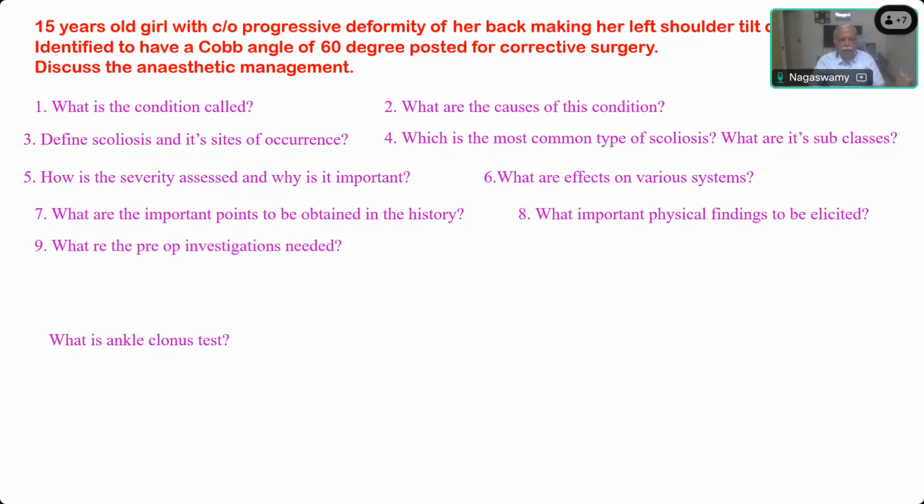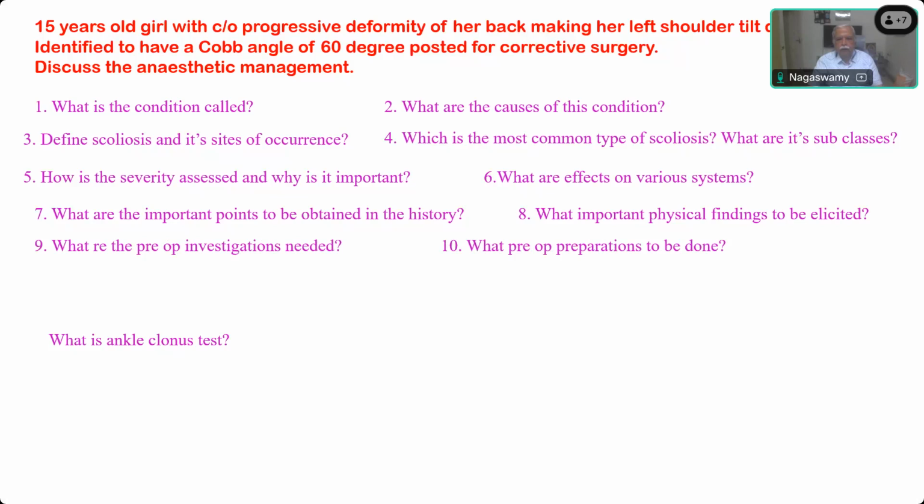So what are the pre-op investigations needed in this case? Sir, I'll ask for routine CBC, sir, HB, total count, differential count, again, blood grouping, viral markers, coagulation profile, LFT, RFT, and then special investigations like pulmonary function test, then ECG, echo, sir, and ABG if needed. X-ray spine and measurement of the angle, all these things would have been done by the orthopaedician or the surgeon who is going to operate.